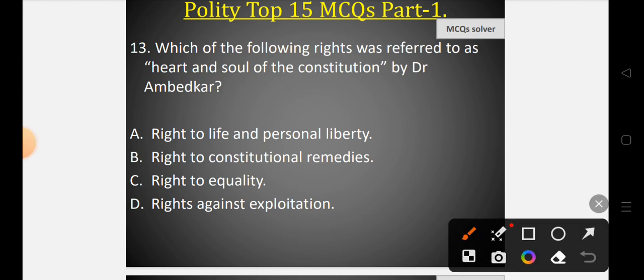So Dr. Ambedkar referred to the right to constitutional remedies as the heart and soul of the Constitution of India, because through the right to constitutional remedies, a person can go to the high court or supreme court and can reinstate his or her fundamental rights if their rights are being violated by any individual or any entity or a government. So the correct option is option B, that is right to constitutional remedies.